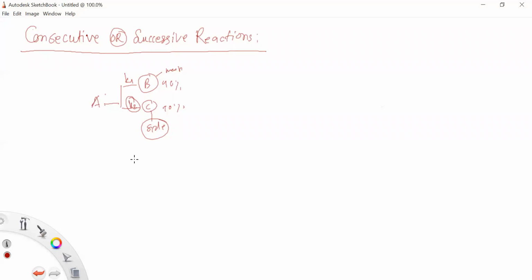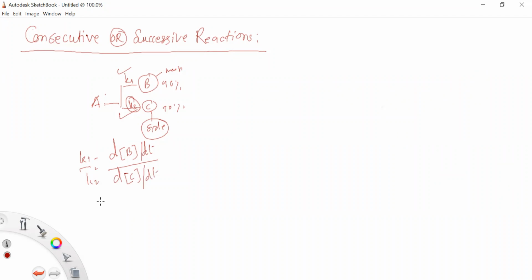This is the overall rate of reaction, and we write the rate law and the rate expressions for it. It comes as the ratio of the two rates, the rate law for this one and the rate law for this one. So the ratio K1 upon K2 equals the rate of change of concentration of formation of B with respect to time, upon the rate of change of concentration of formation of C with respect to time.